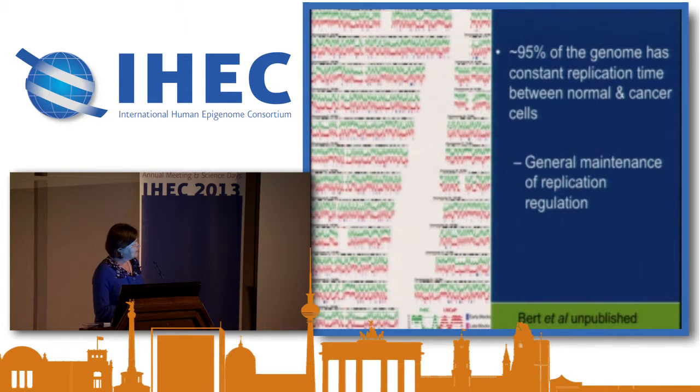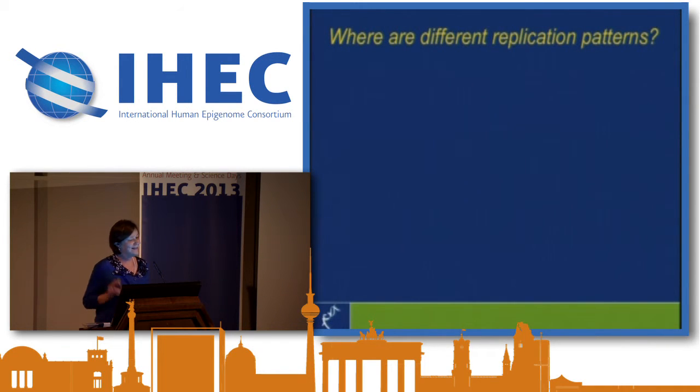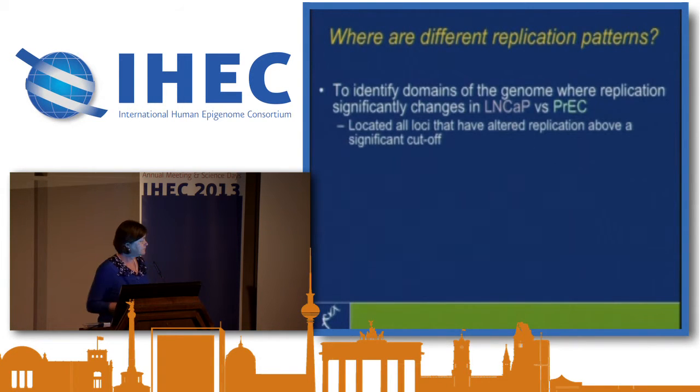In fact, 95% of the 2 genomes, the normal and the cancer genome, had a constant replication time between the cells, and I really find that's quite remarkable. So this highlights the general maintenance of the replication regulation. But clearly we were interested in what was different, not what was the same. So the question we had is, in that 5% that was different, where were these differences located?